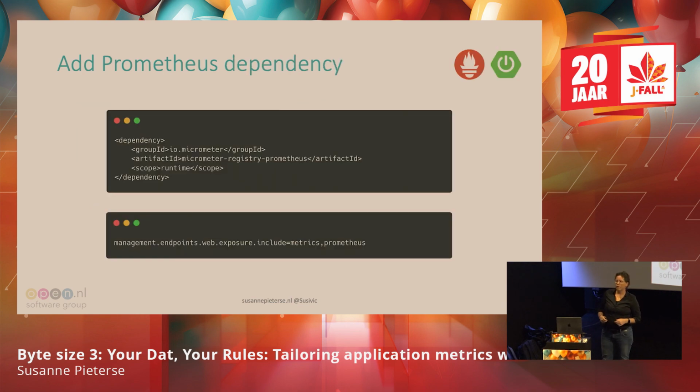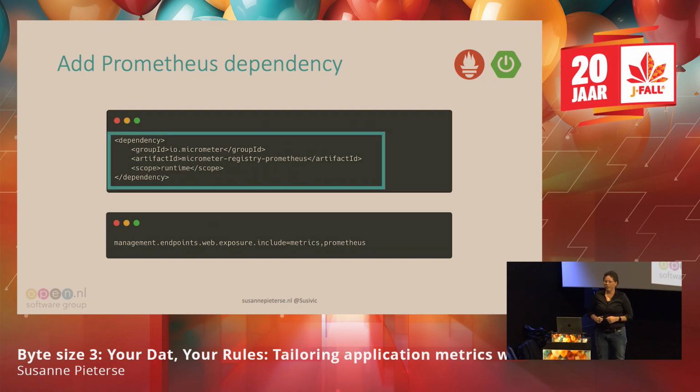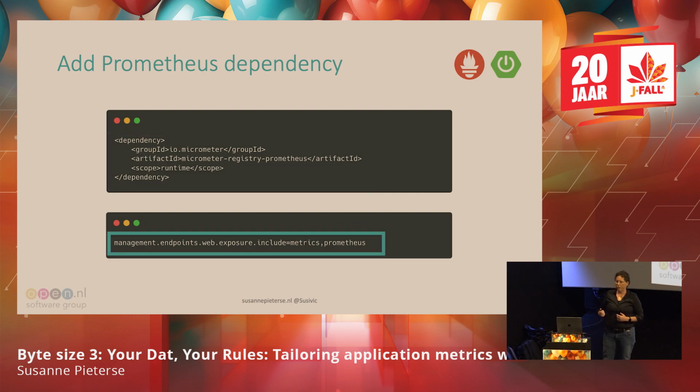How do you do this? Well, you add another dependency, and this dependency takes the information that Actuator has, but publishes it in a format that Prometheus can read, and it provides it as an endpoint for Actuator. So you also have to expose the endpoint for Prometheus. This way, Prometheus is able to look at the information and scrape it at a moment in time that you provided.